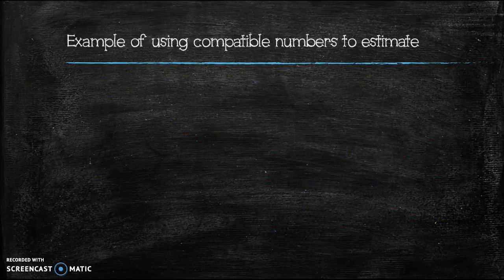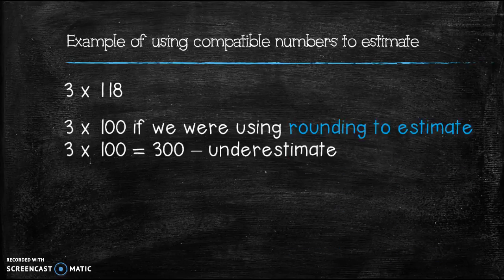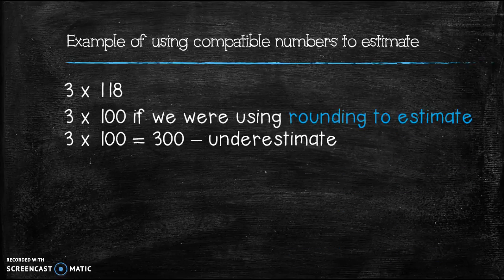Now here's an example of using compatible numbers to estimate. Remember, compatible numbers are numbers that are close to the original number, but they just make it a little bit easier to multiply. So if we were doing 3 times 118 and we were using compatible numbers to estimate the product of this, we would do 3 times 100 if we were using rounding to estimate. That's because we would estimate to the highest place value, which is the 1, and 118 rounds down to 100. So 3 times 100 equals 300, and that's an underestimate.